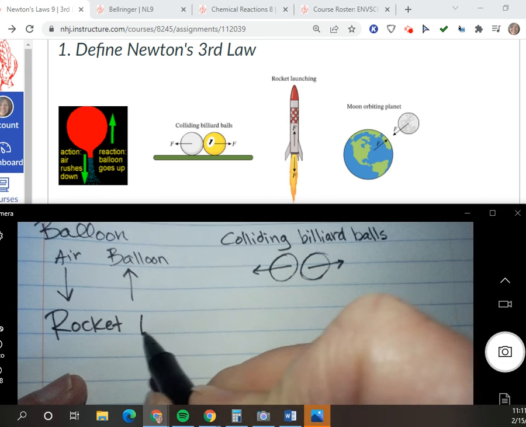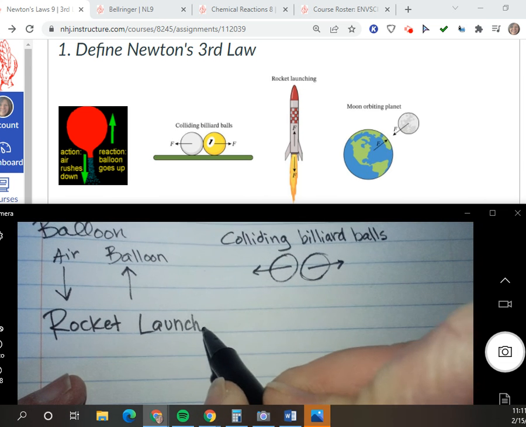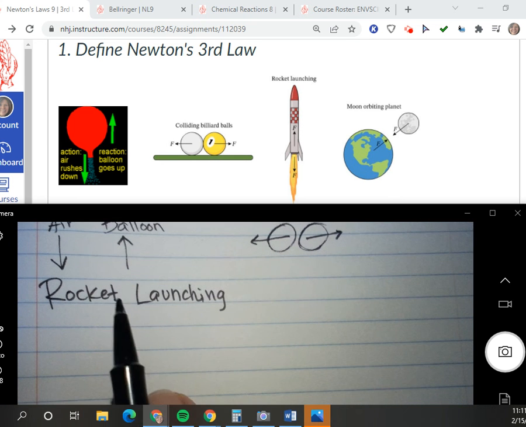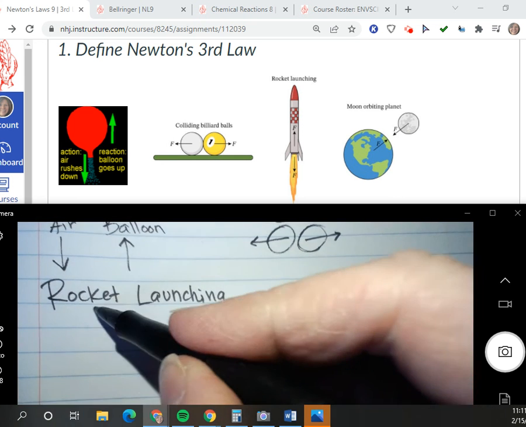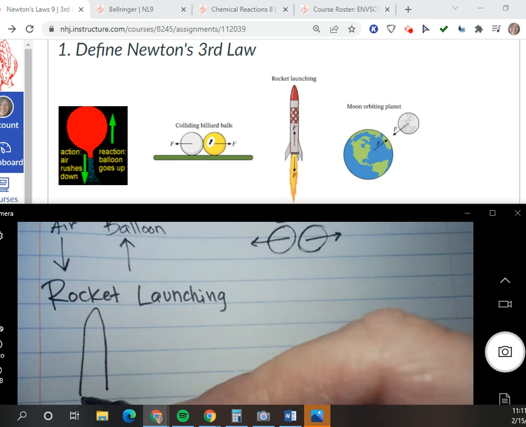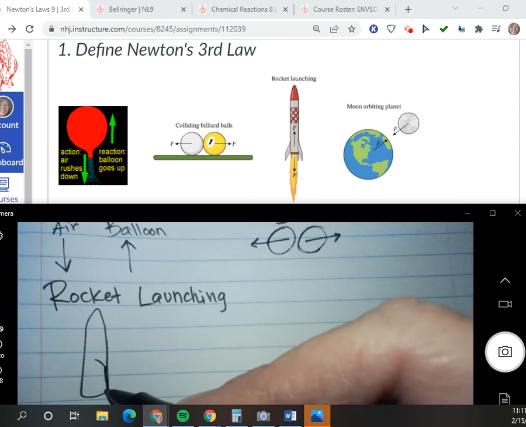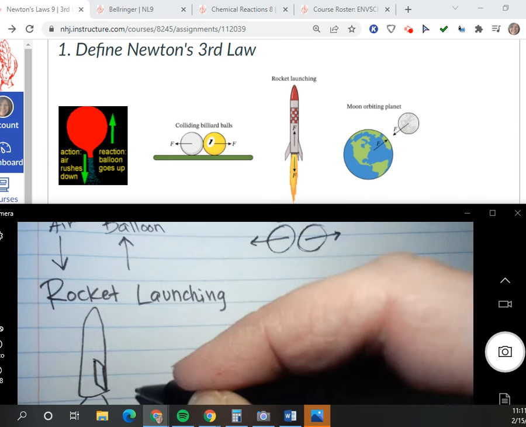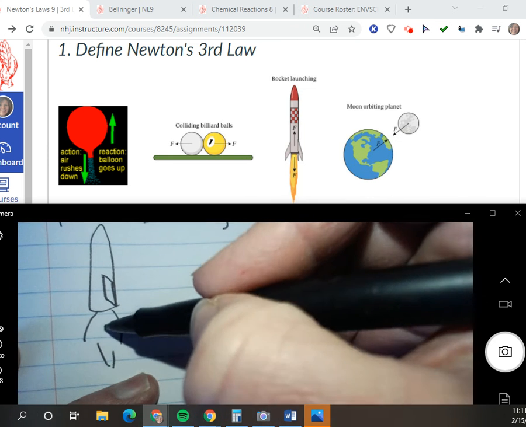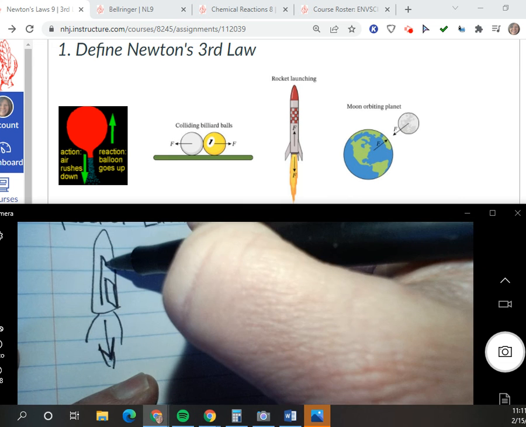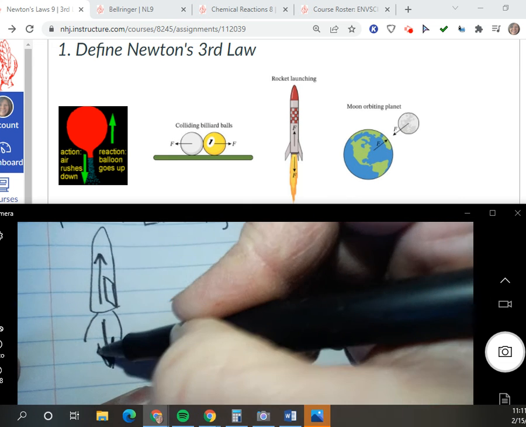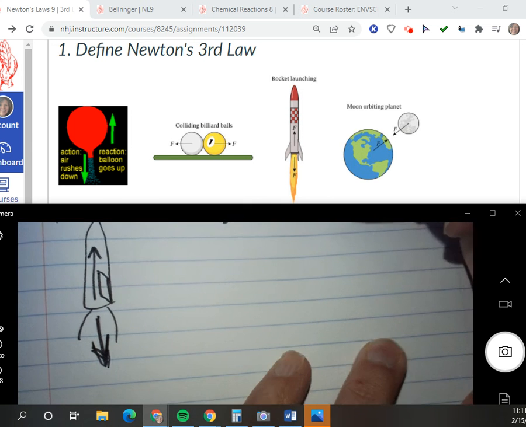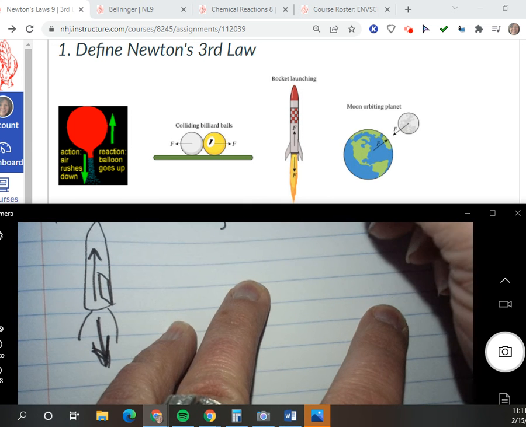Okay? Think about the rocket launching. We're going to talk about rockets a little bit later in the year when we talk about projectile motion. But with this rocket launching, we can have our rocket, make sure we have a fin on our rocket. And then we have the fire, right? So we have the force of the engine versus the movement of the rocket, and those should be the same size.